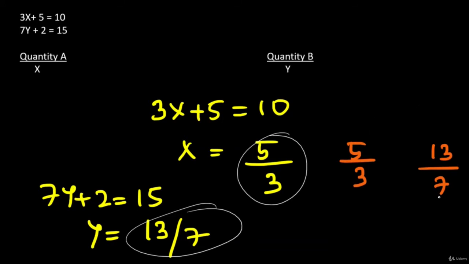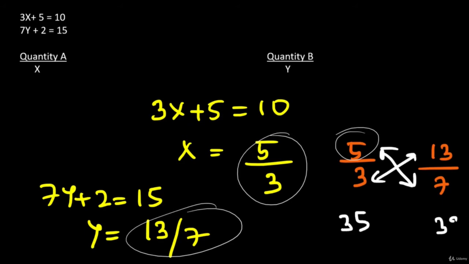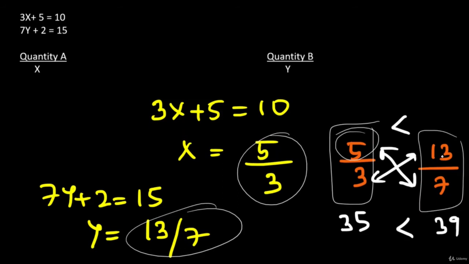For that, let's cross multiply. We multiply 5 and 7. That's 35, and we write it over here where the numerator is, right? And we multiply 13 and 3 and we write it over here. So 5 into 7 is 35 and 13 into 3 is 39. So 35 is less than 39. So the same relation holds for these two fractions. That is 5/3 is less than 13/7, and hence the correct answer to this question is option B.